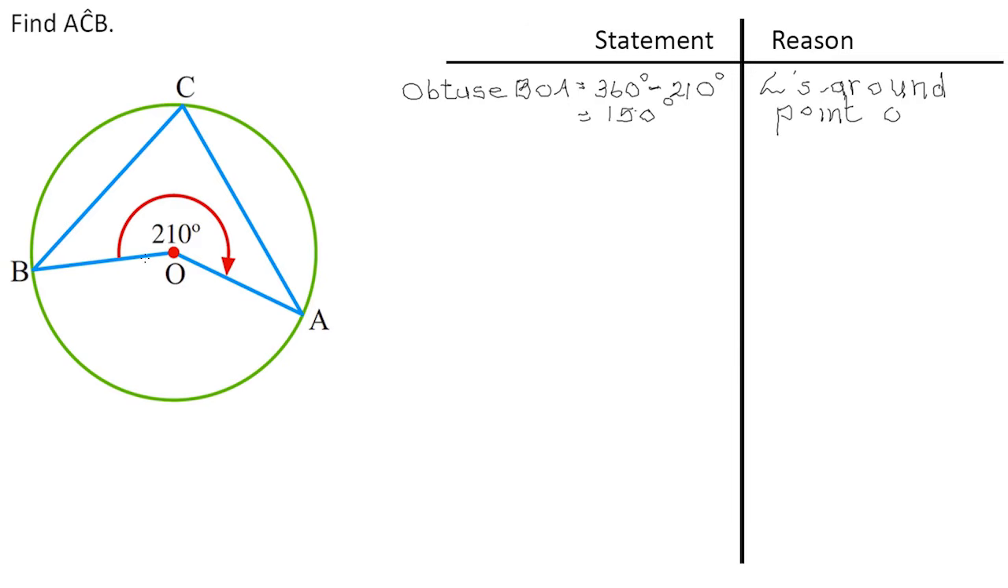Once we have that, now obviously we can find angle BCA. If you look, now we have the obtuse angle, which is the center angle, and now we need to find this angle at the circumference. So BCA will be equal to obtuse BOA divided by 2. It's going to be half of it.